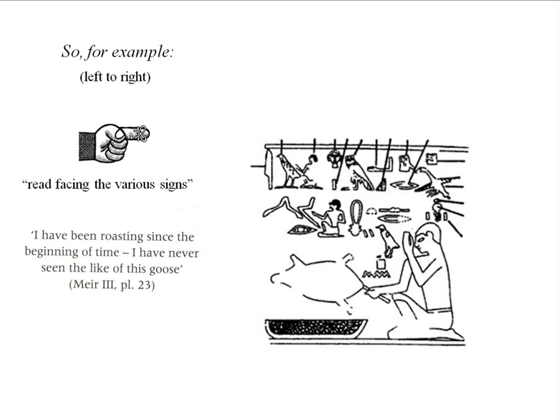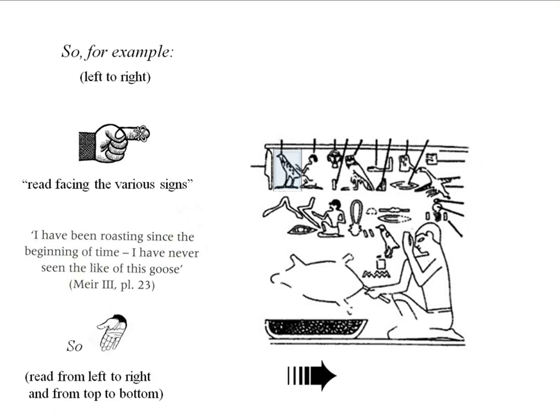So, line 1 reads from left to right, horizontally. Read into the face of the chick. That usually will give you an indication. Or the man next to the chick. Either will do, as long as you can determine the direction. So once again, read from left to right, and then from top to bottom.